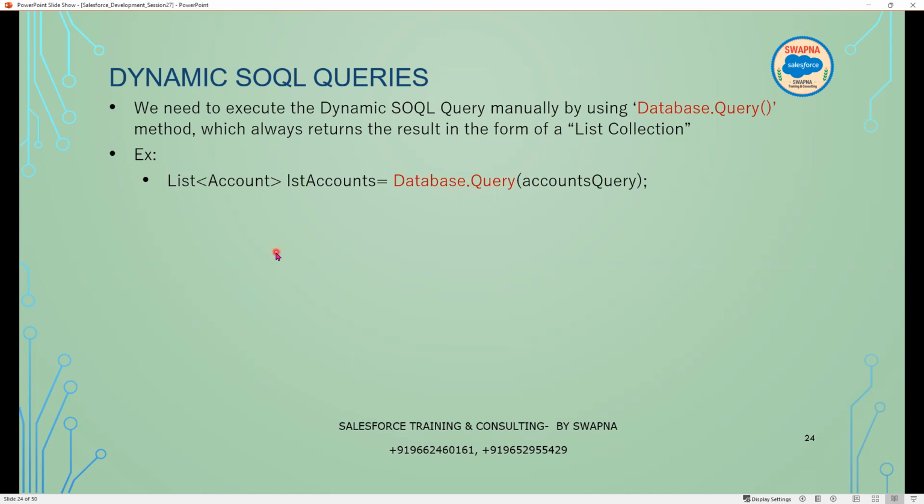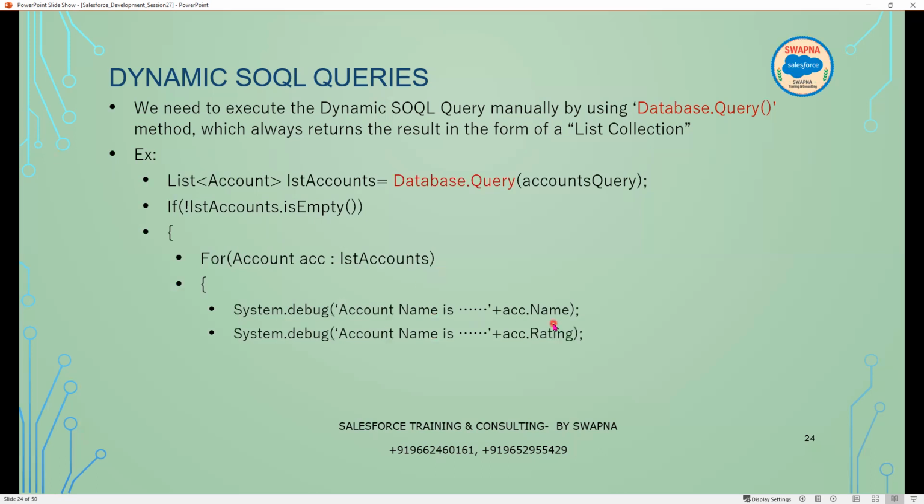Now, these account records, we are going to check whether it is empty or not. If it is not empty, we will loop through the account ACC : list of the accounts. Then we are going to print system.debug account name, system.debug account rating. Then we are going to close this record.